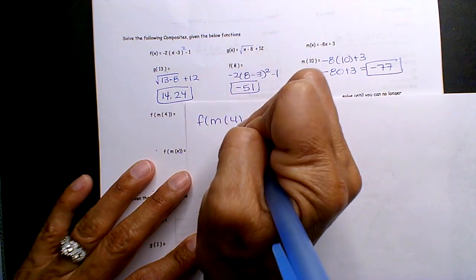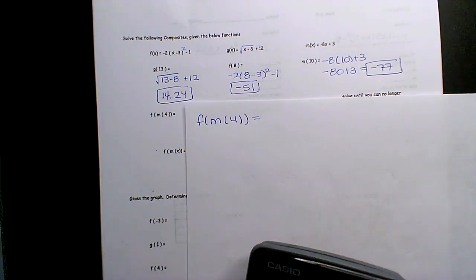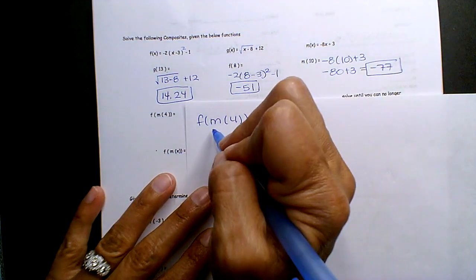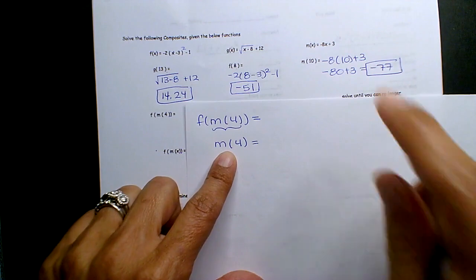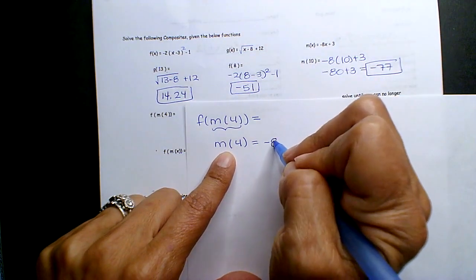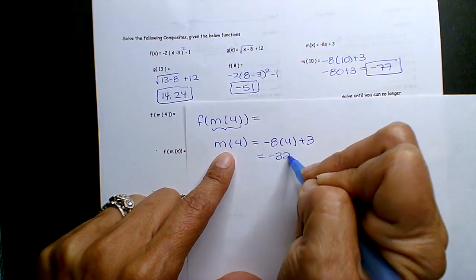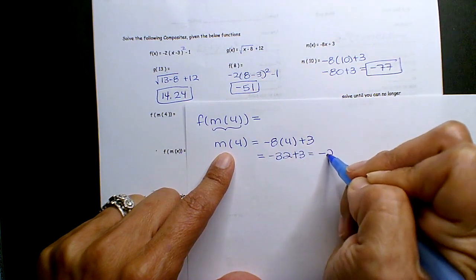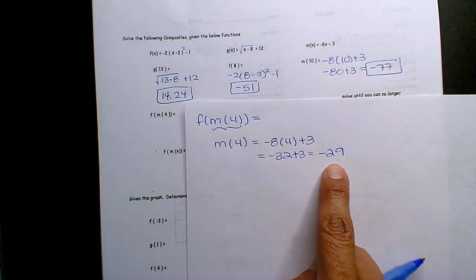If you understand how to do it in 1 step in the calculator, you know who you are because you wrote it perfectly. If you want to do it in 2 steps, take the inner. You start inside. So what's m of 4? -8, substitute the 4 for x, and I get -32 plus 3, which is -29. So m of 4 is equal to -29.